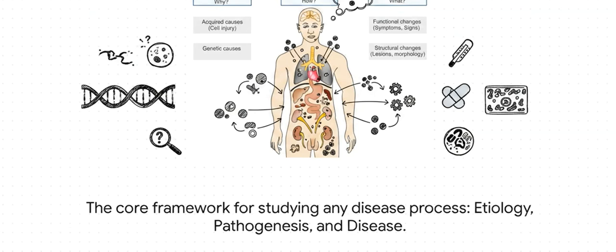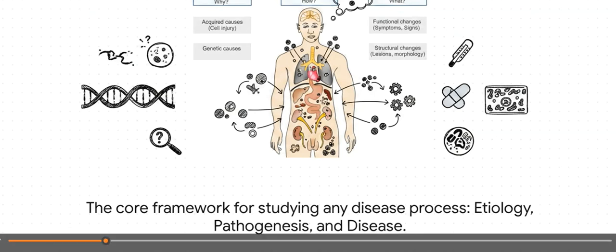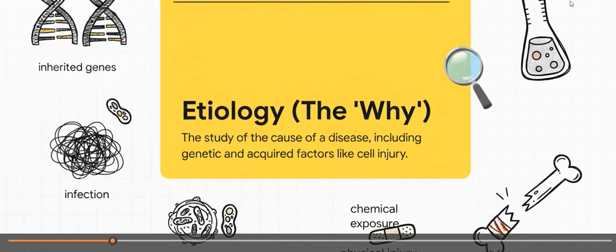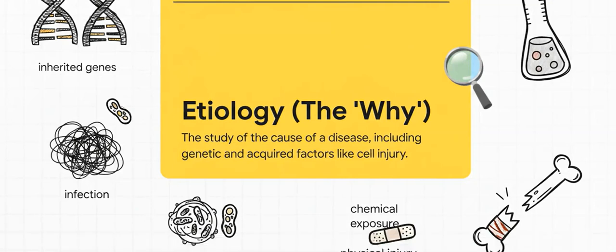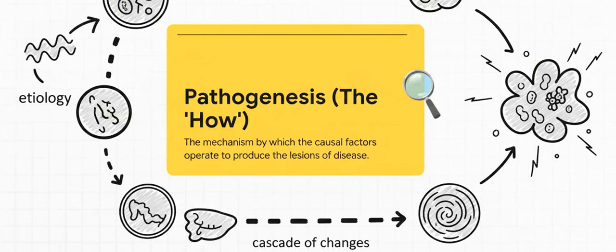So let's make this practical. Let's take a very common scenario you'll see again and again: a heart attack. First up is the etiology. That's the fancy word for the why. What is the root cause? In our patient who's having a heart attack, the etiology, the why, is almost always atherosclerosis. That's the buildup of plaque that narrows the arteries supplying the heart. That's the underlying problem.